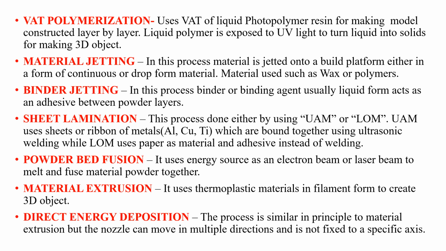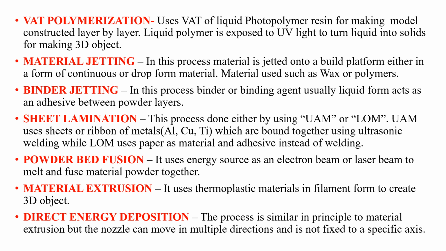Ultrasonic additive manufacturing uses sheets or ribbons of metal, for example aluminium, copper, titanium, which are bonded together using ultrasonic welding. And if we use an LOM, that is the laminated object manufacturing process, it uses paper as a material, and a separate adhesive or binding material is used to stick these layers of paper together to form a 3D object.